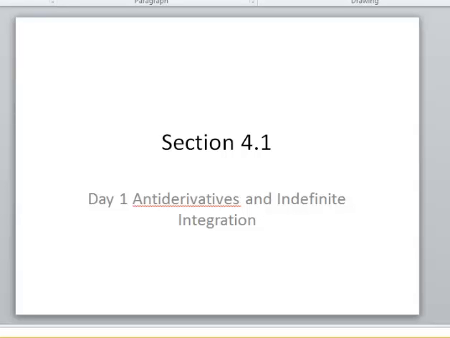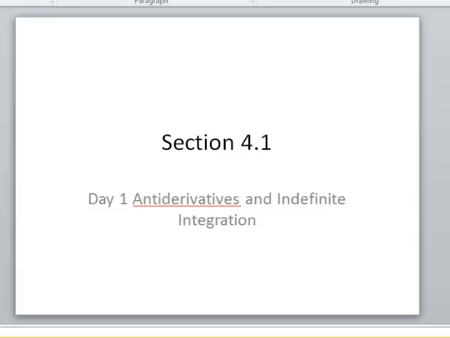We're getting ready to start the second largest topic in Calculus 1, and that is antiderivatives and integrals. So what we've been doing is taking the derivative, and what we're going to be doing is the reverse of that. Given the derivative, we're going to find the original function, known as the antiderivative. Integration and antiderivatives use the same rules.